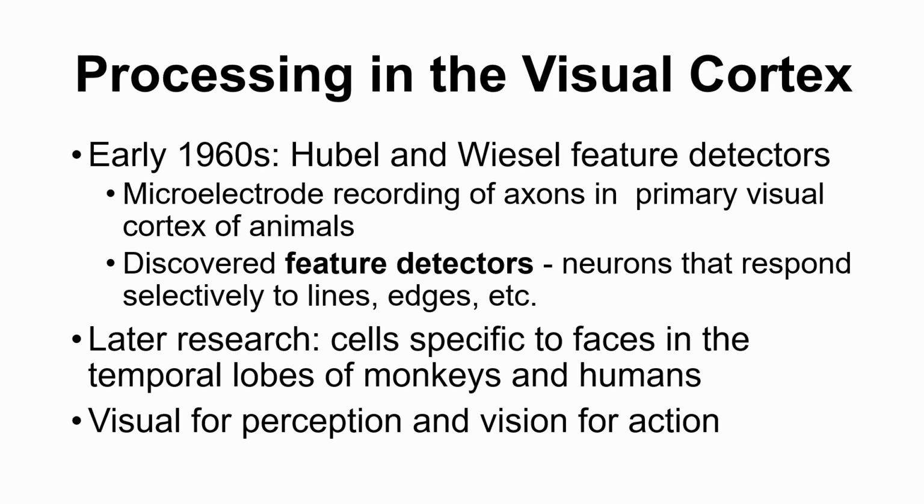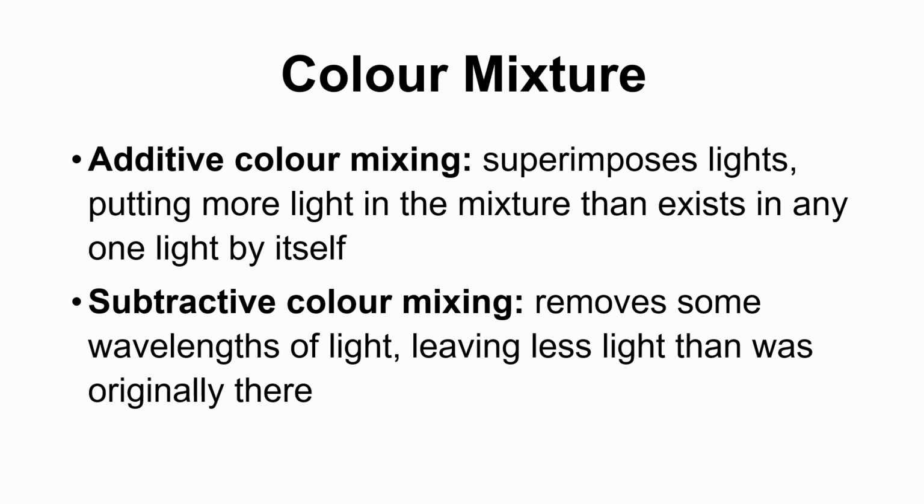We're going to pivot briefly in terms of topics here, and we're going to start talking a little bit about color mixture. And the reason why I'm doing this is because we're going to start talking about the different theories on how we perceive color. And in order to do that, we need to talk about adding together different colors of light.